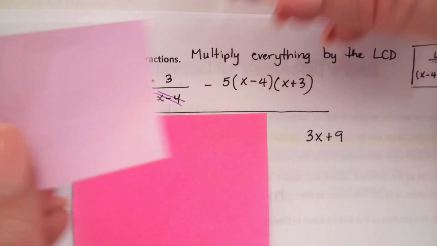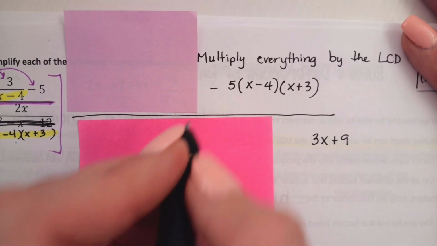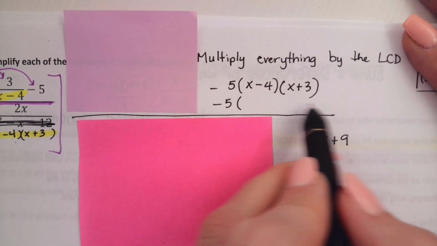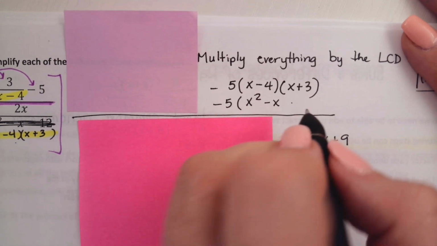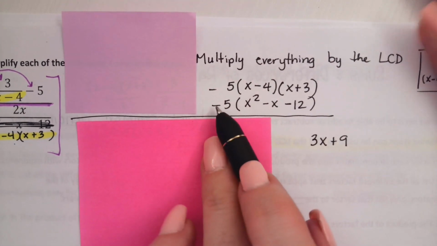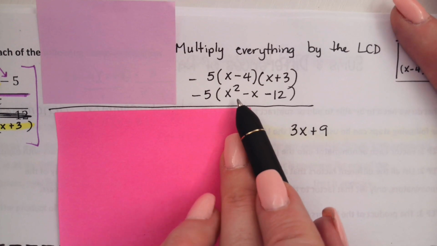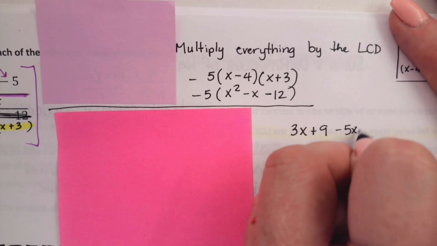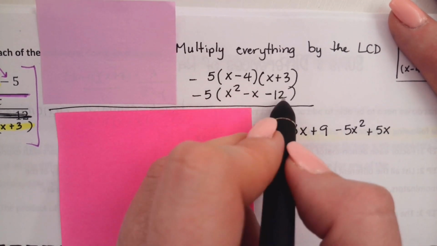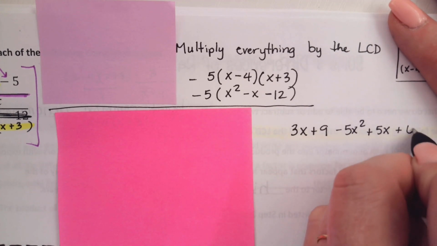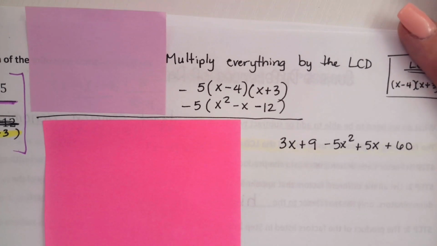Hold on, Nicholas. Okay, and then I have this negative 5 here that I have to multiply by. We know what this is when it's not factored. Remember, it was x squared minus x minus 12. Let's cross it out. So we have this minus 5 that we'll need to distribute into this to simplify it. Negative 5 times x squared would be negative 5x squared. Negative 5 times negative x would be plus 5x. And then negative 5 times negative 12 would be plus 60.